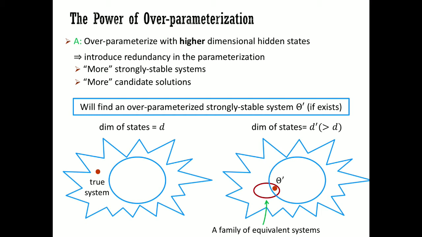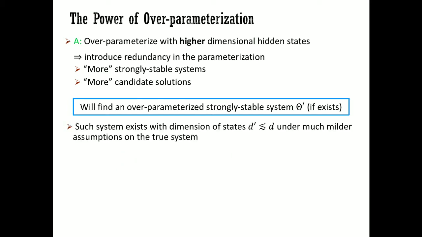So this is why over-parameterization helps, and we can also quantify how much it helps. We can show that such an over-parameterized strongly stable system exists with dimension d prime, which is not much larger than d, under much milder assumptions on the true system. Before, we assumed the true system is strongly stable, and now we only need to assume, in some sense, that the true system doesn't have repeated eigenvalues in the matrix A.